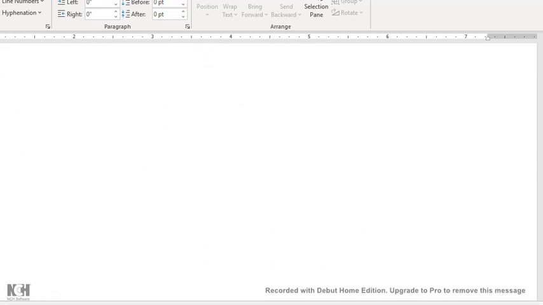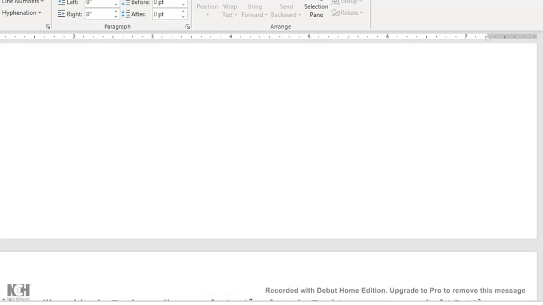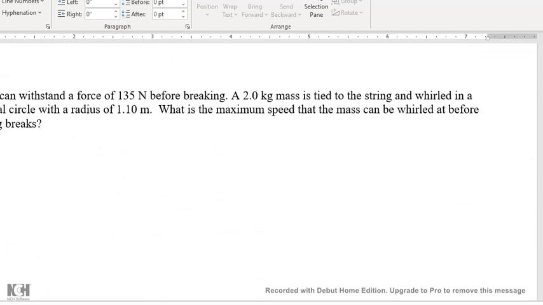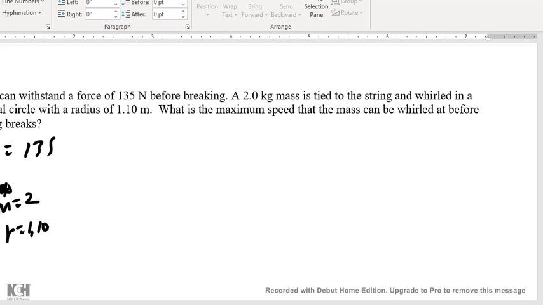Number 7. Okay, where's number 7? Did we lose it? There we go. A string can withstand a force. What is force? F. 135. Mass is 2 kilograms. Radius is 1.10. It's telling you what to do.